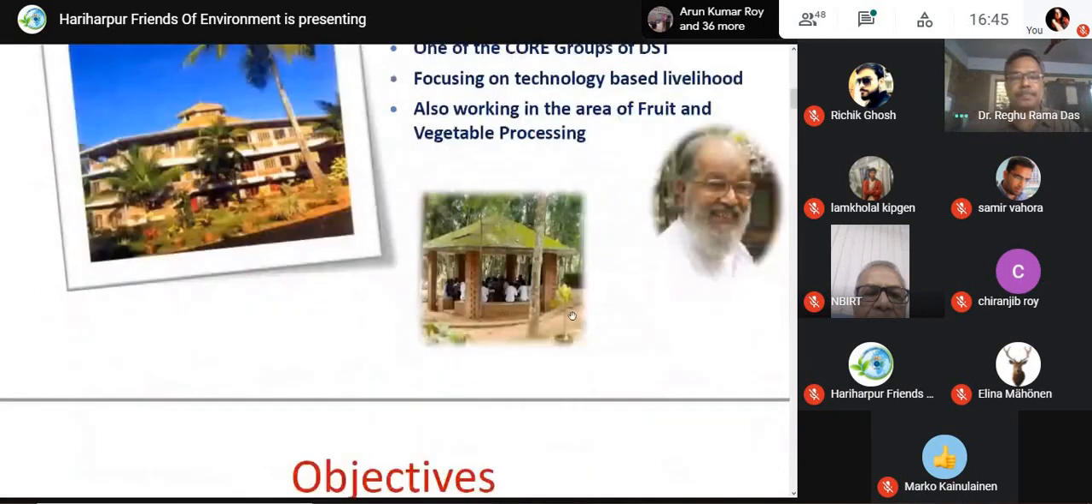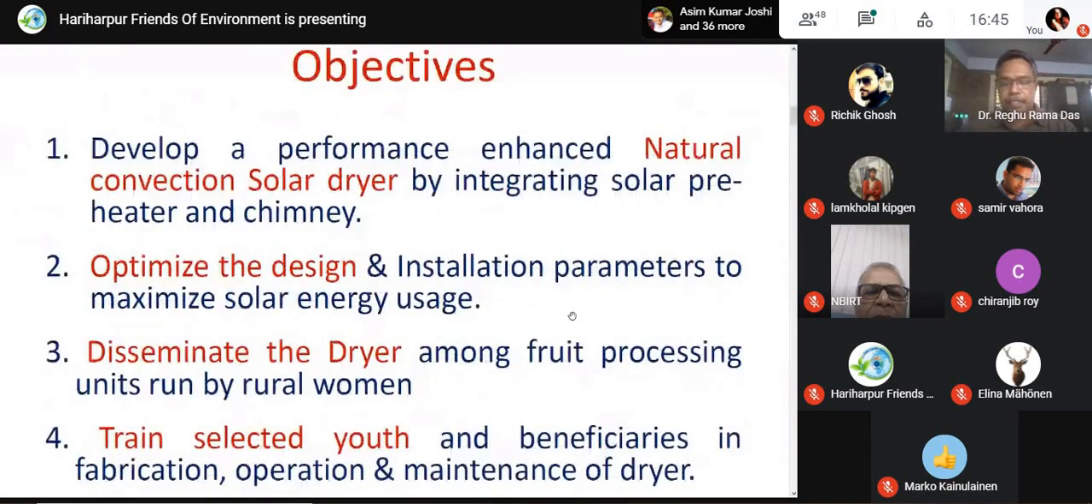Next slide, please. The specific objectives of this project are to develop a performance-enhanced natural convection solar dryer by integrating a solar preheater and chimney. The second objective is to optimize the design and installation parameters to maximize solar energy usage. Then to disseminate the dryer among fruit processing units run by rural women in the villages. Then to train selected youth in fabrication of the solar dryer and also orient beneficiaries, that means the tribal women, in operation and maintenance of the solar dryer.